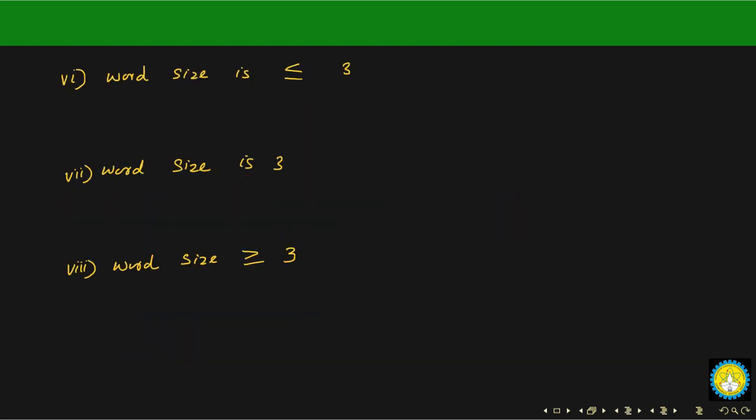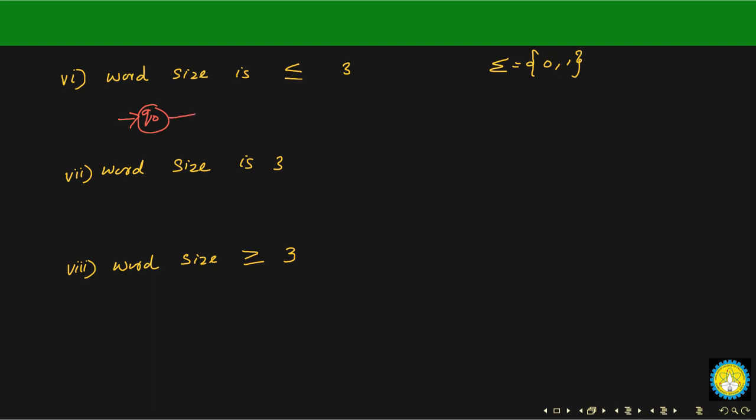Now let us look at some questions involving word size. All these questions are defined on binary strings, so the alphabet set here is again going to be 0, 1. We are asked to design an NFA which will accept all binary strings whose word size is less than or equal to 3.